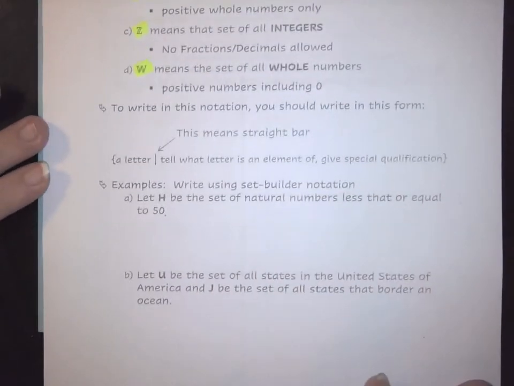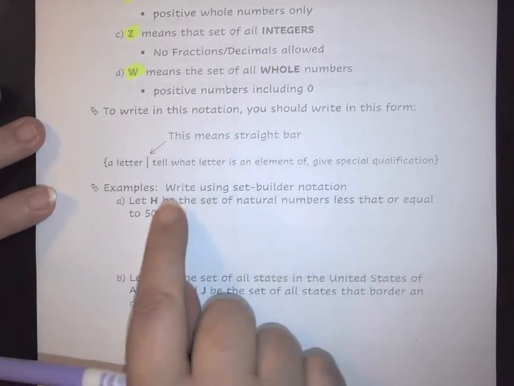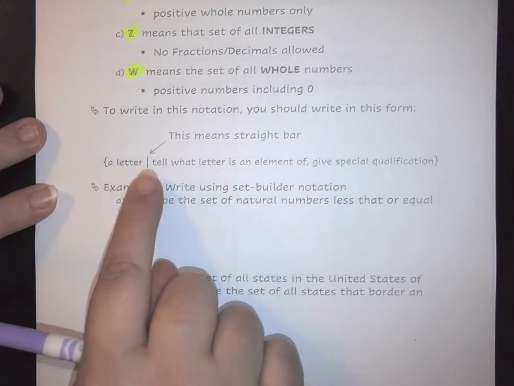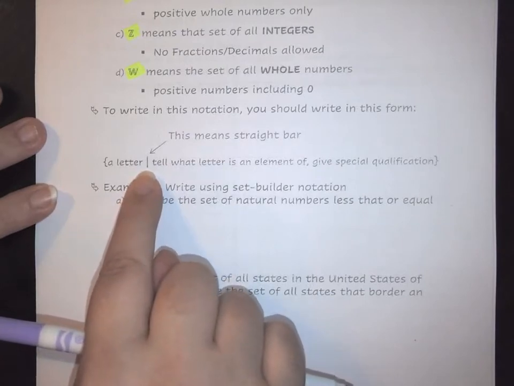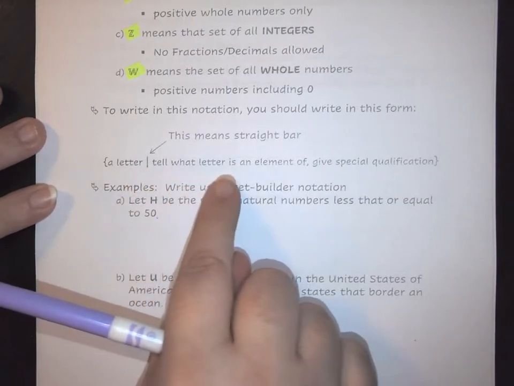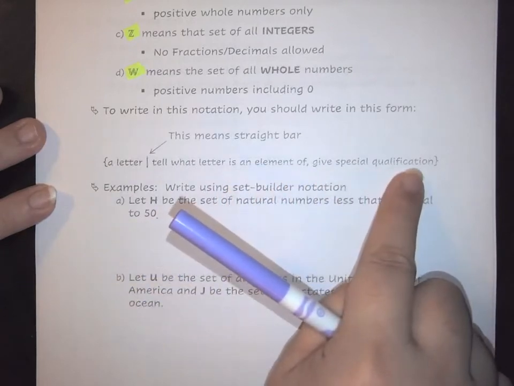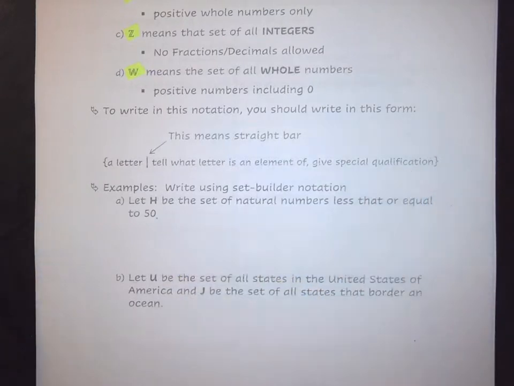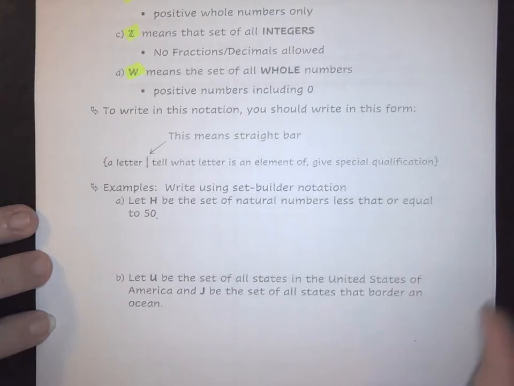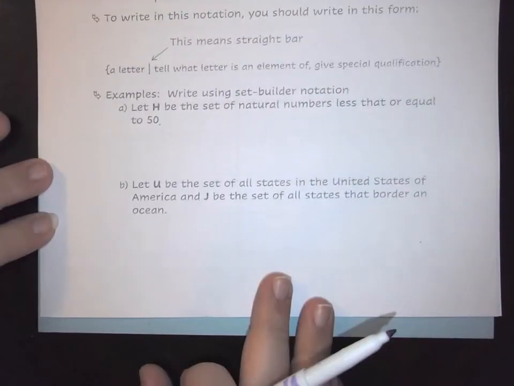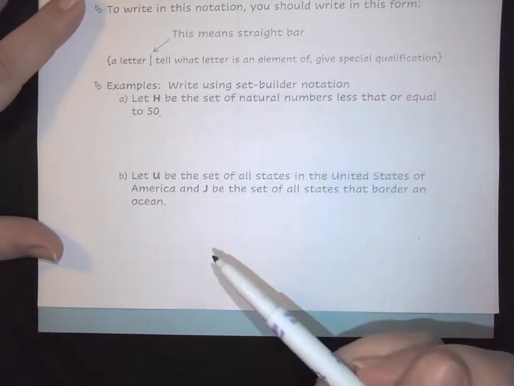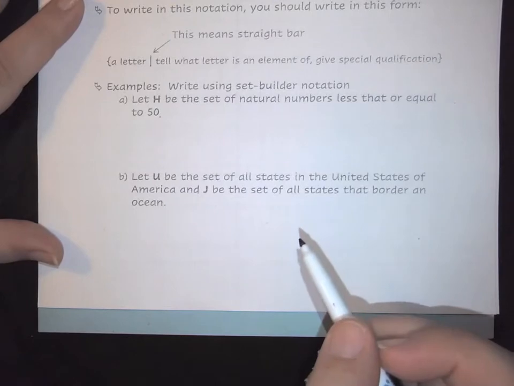Now, to write your notation, again, you need to write it in this form, where we have our squiggly line. You've got your letter, which is your element. The straight line tells you, or it says, such that. And then it tells what set the letter is an element of and gives your special qualifications. So let's look at how to actually take something and write a set builder notation. So we have, let H be the set of natural numbers less than or equal to 50.